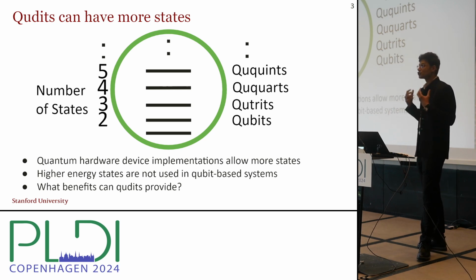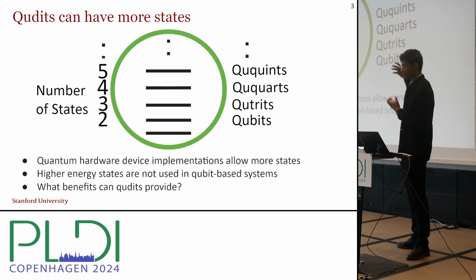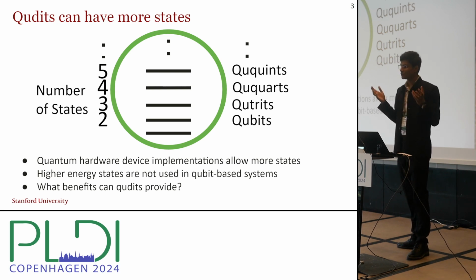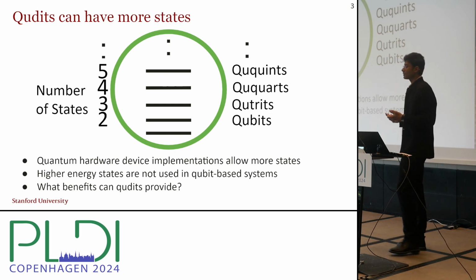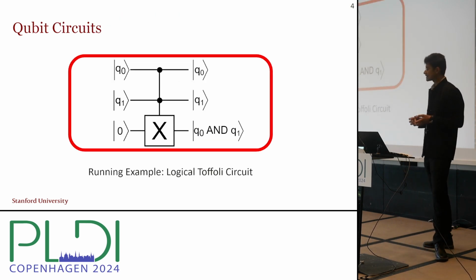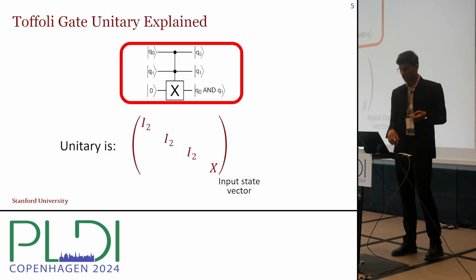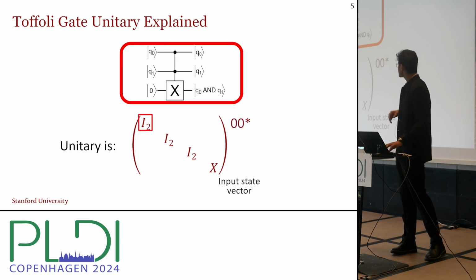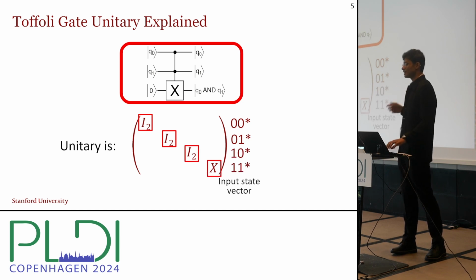Qubit-based computing just constrains us to using the first 2 energy levels, whereas the higher energy levels or states are left alone. So in the same qubit circuit that we've seen up till now, we can actually access these higher energy states for computation as well. But the question is, what does that really give us? For that, we'll take a running example of a Toffoli gate. This is a double-controlled X gate, so it applies an identity if the first 2 qubits are 0,0, 0,1, and 1,0. And it applies an X gate if they're in state 1,1.